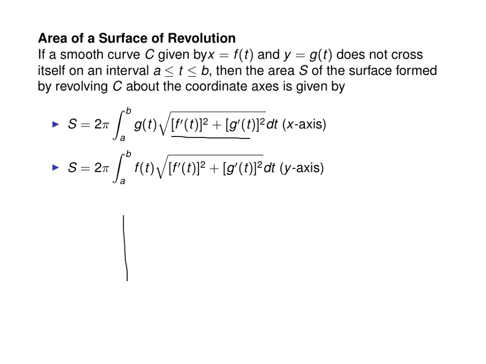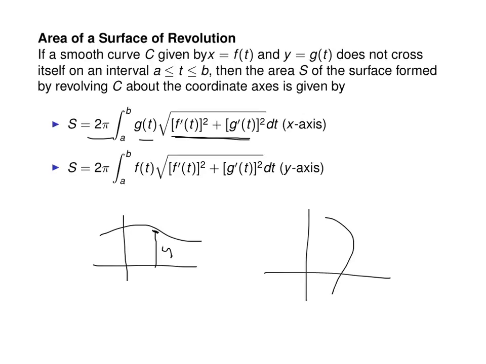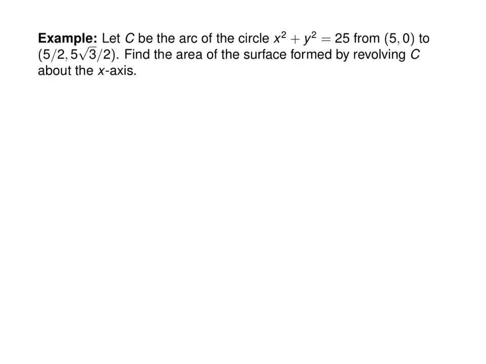How I would think about that is this: you have some curve, and 2 pi y would find the circumference. That's what this 2 pi g of t is, times the little bitty length, which is given by that formula. So that's why the x-axis has the g of t. If you have the y-axis, so a sideways curve, the circumference is 2 pi, in this case x is f of t, and then times the little bitty length, which did not change.